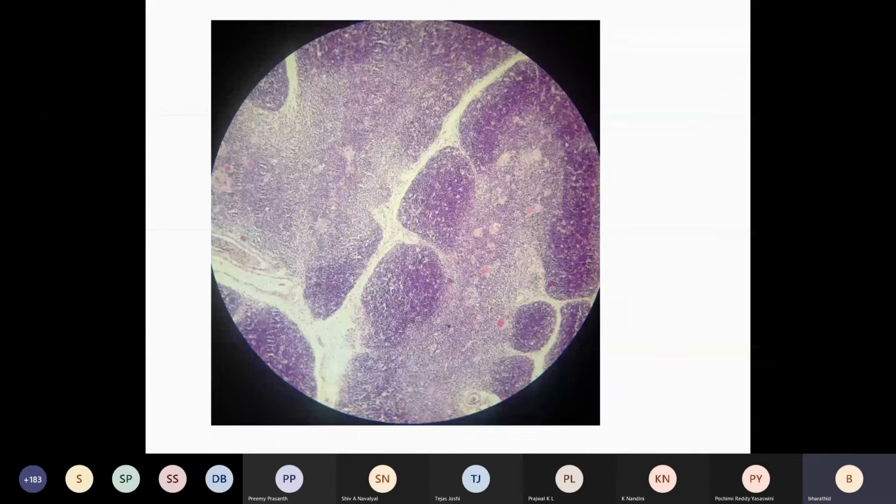From here, after the thymocytes are differentiated, they leave and enter into the blood vessels and lymphatics.